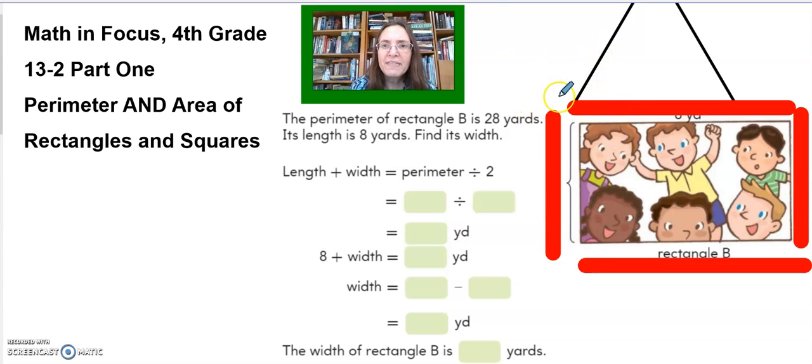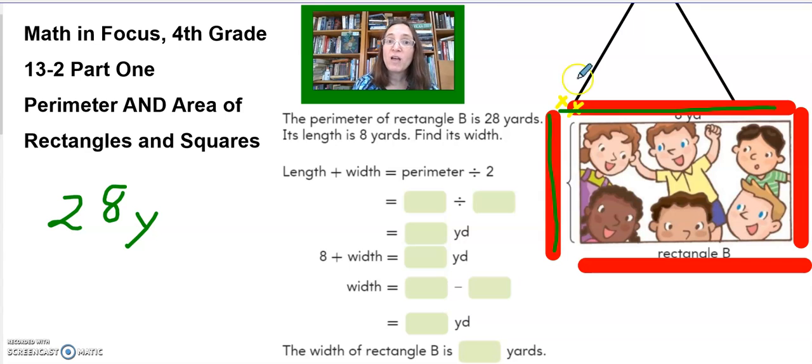So we know that if I start right here on this corner, and I go all the way around, it's going to be 28 yards. But there are 4 sides. They suggest that you divide it in 2. So you've got the amount of this side and this side, and then you've also got another amount for this side and that side. Okay, so 28 divided by 2, well, 14 plus 14 equals 28. So I'm going to say that that is 14 yards.